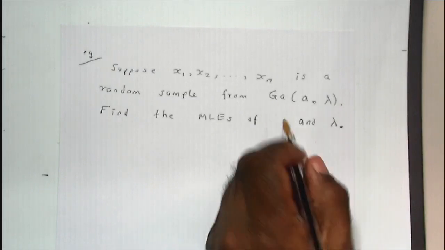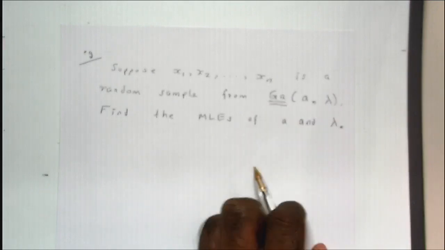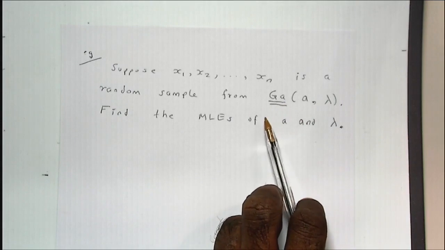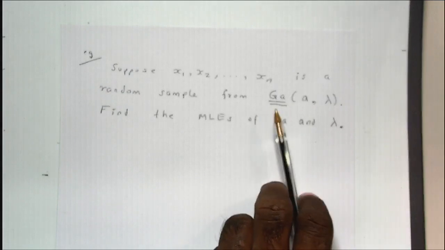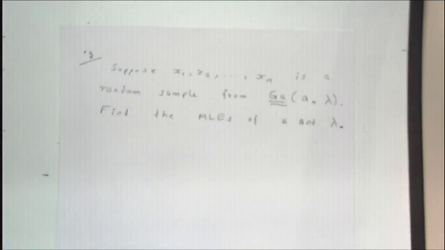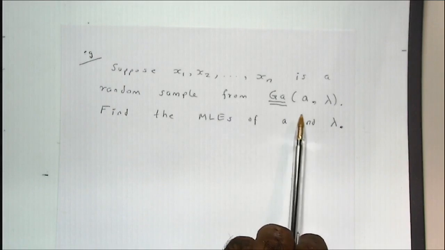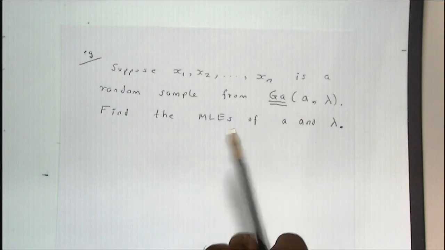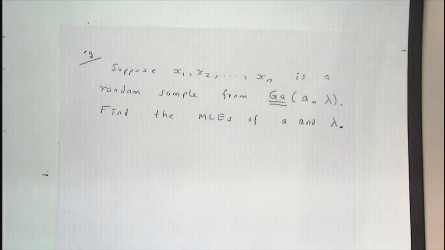Do you guys remember this distribution? We talked about this before. What's this distribution, guys? Gamma. Yeah, gamma, exactly. It's the gamma distribution with the parameters A and lambda. It's on page 8 of the lecture notes. You should look at page 8. We show you what it is. This one here. Do you guys remember this?